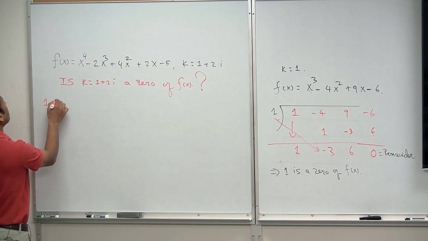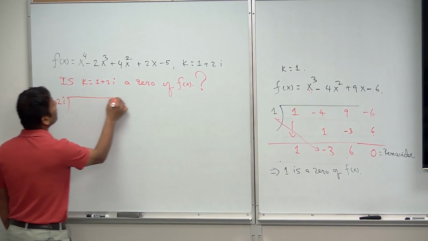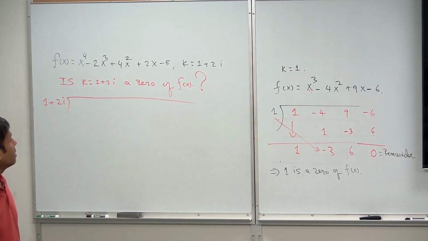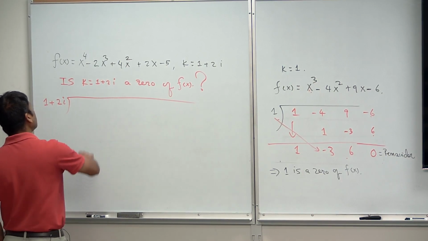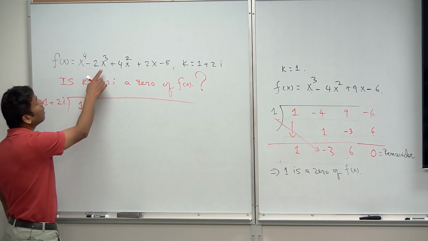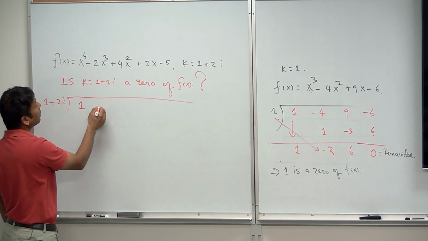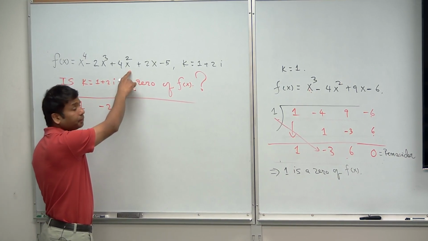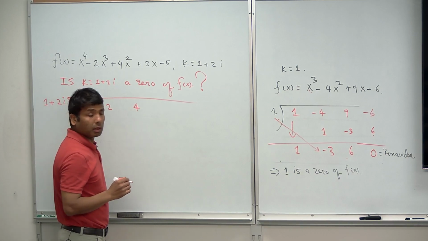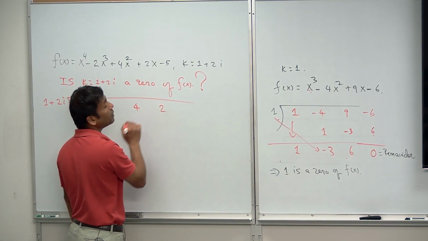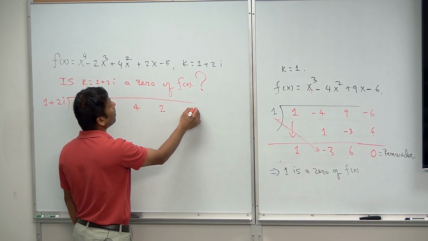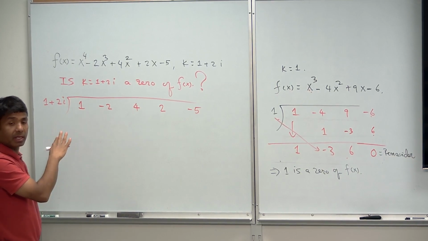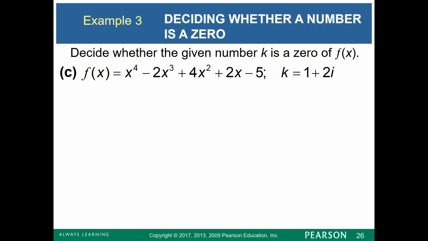So what is the value of k? 1 plus 2i. So this is 1 plus 2i, and you list the coefficients of the variable. The coefficient of x to the power 4 is 1. What is the coefficient of x cubed? -2, right? What is the coefficient of x squared? +4. What is the coefficient of x? 2. And what is the constant term? -5, right? None of the x terms are missing here, okay?